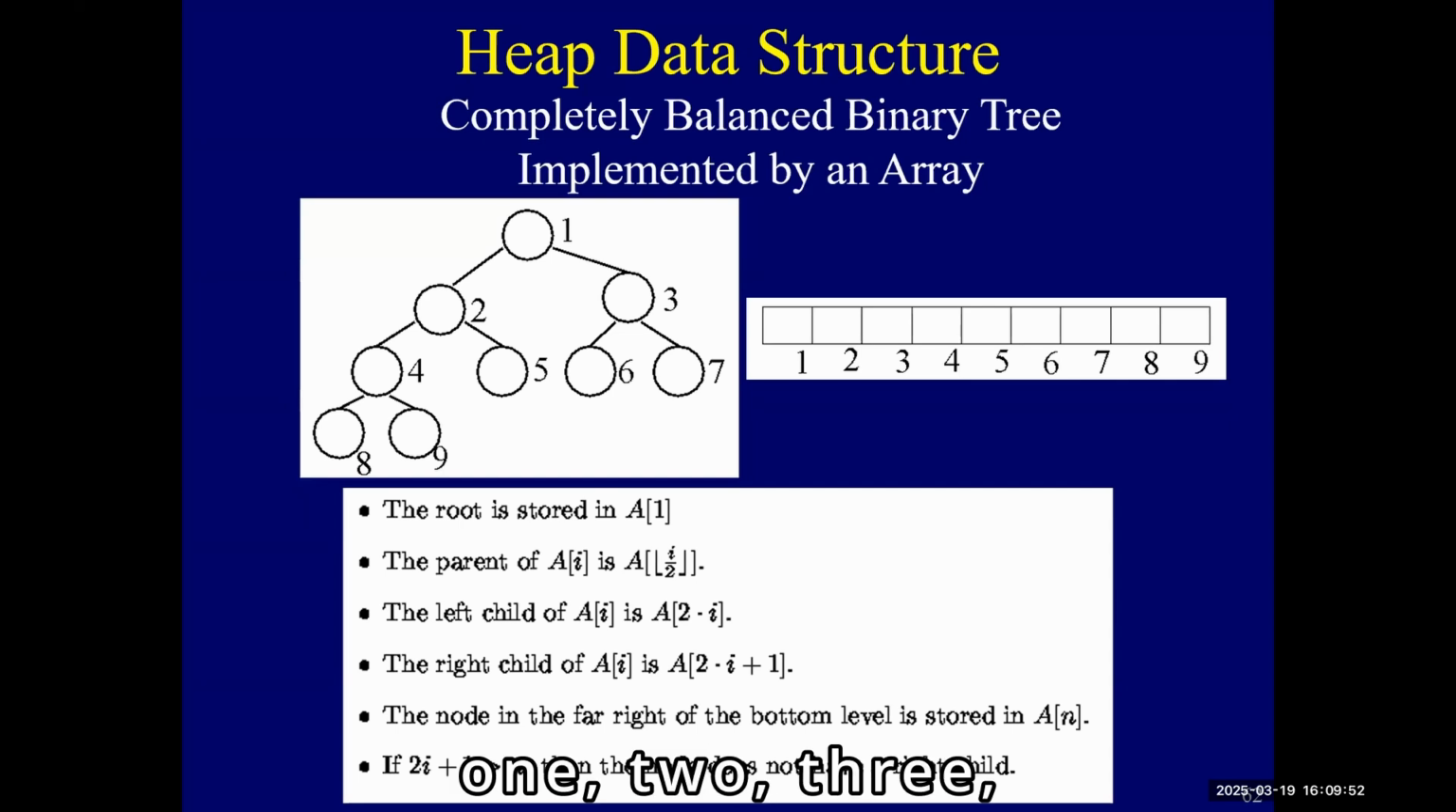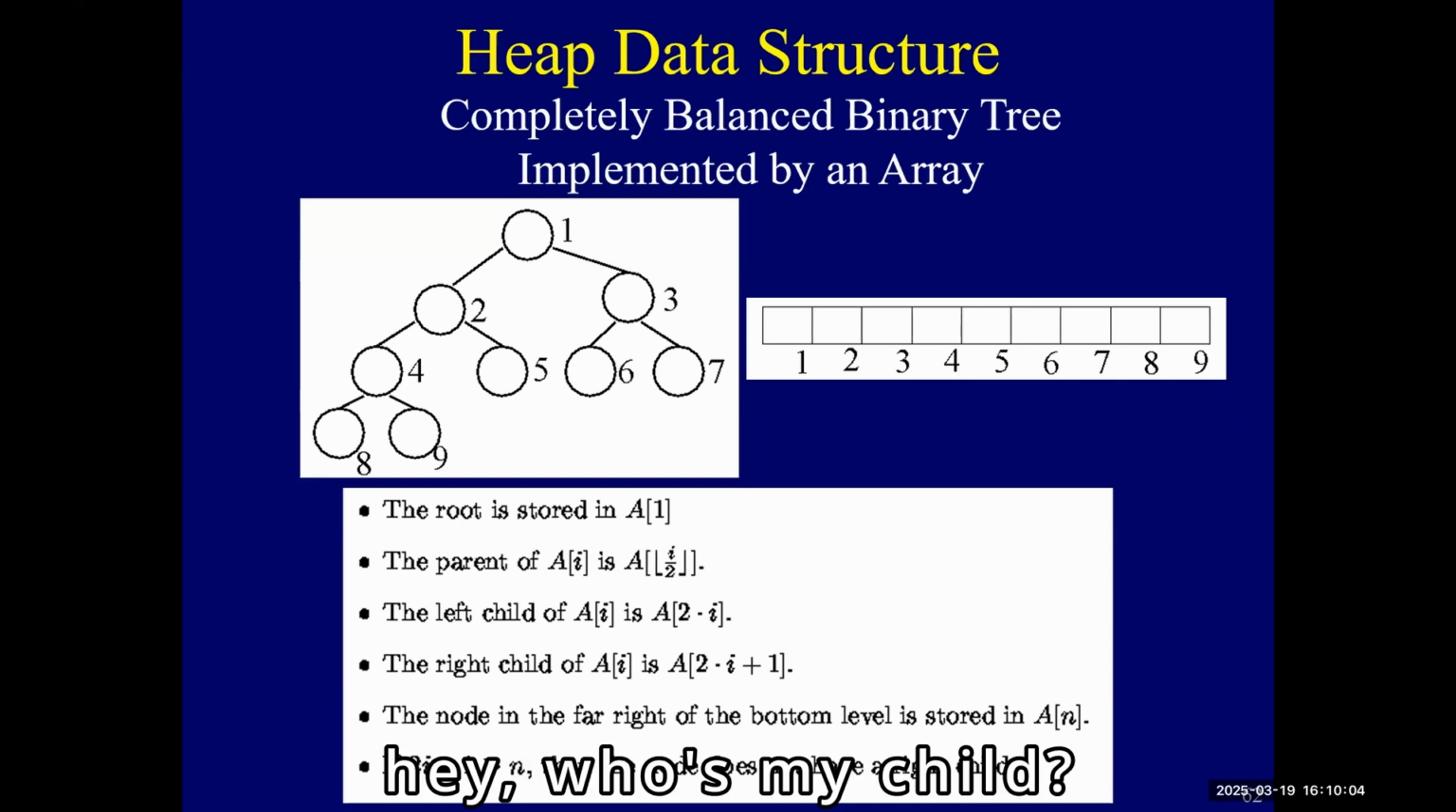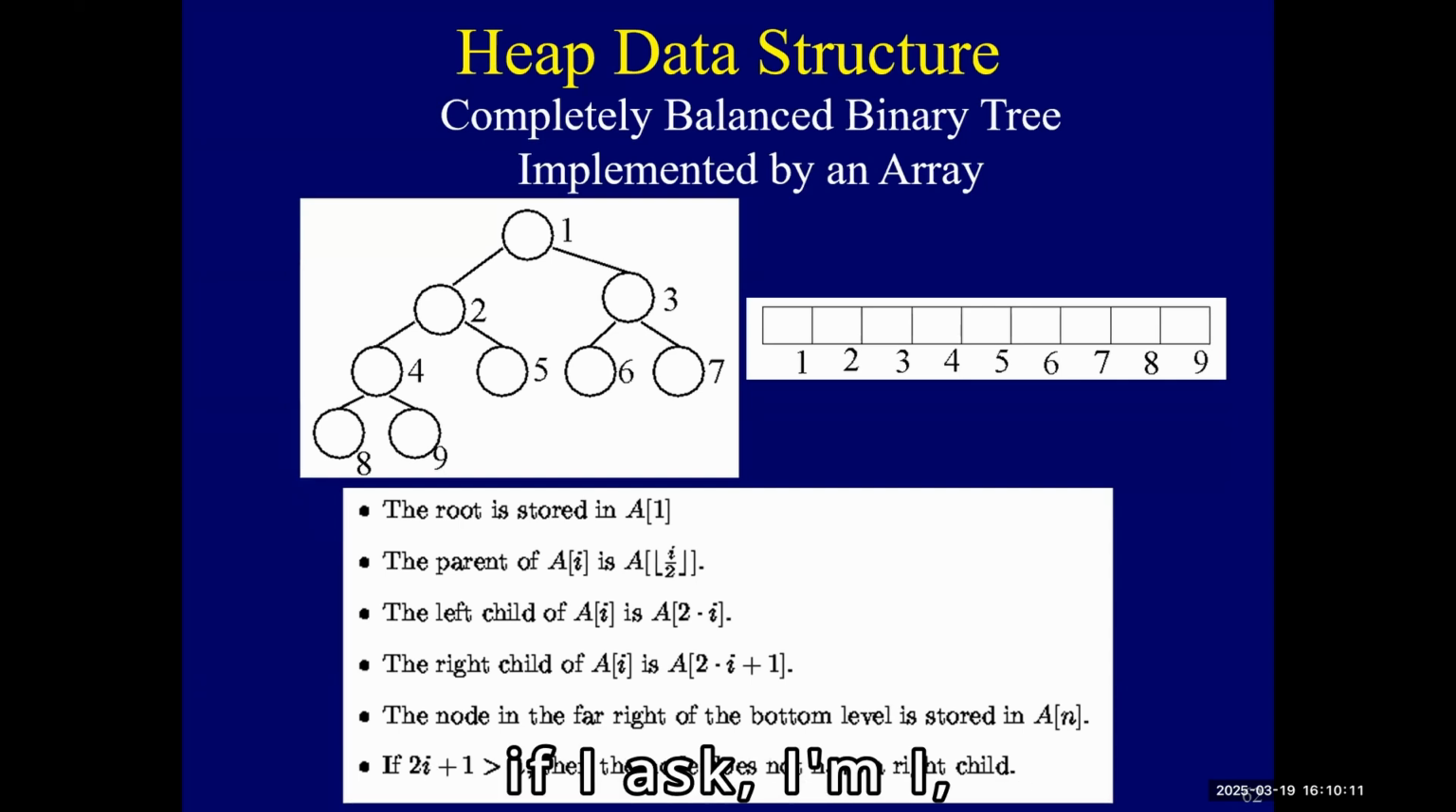Right. So 1, 2, 3 up to 9. I mean, it's not the biggest of this. Just saying the index, the last one stored is at 9, right? And so now you want to say, hey, who's my child? Do I have a child, or is my child an empty pointer? Well, if I ask, I'm i, who's my child, and it's 2i plus 1, then if 2i plus 1 is bigger than n, then it's not a child. It's an empty pointer, right? Everybody see that?